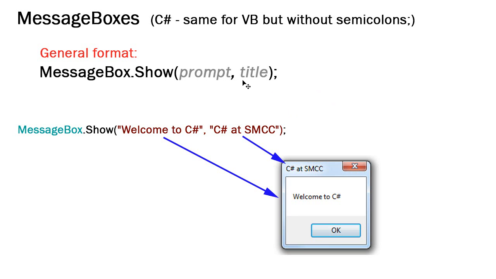So here the show method has a prompt and a title. And my example here again is welcome to C#. And then my title is C# at SMCC. And they're separated by a comma. They are both little strings. They're each enclosed in quotes. And so the C# at SMCC appears on the title bar of the dialog. And then my prompt is here. Just as we used literal strings and properties and concatenated strings for our prompt, we can do the same thing for the title.